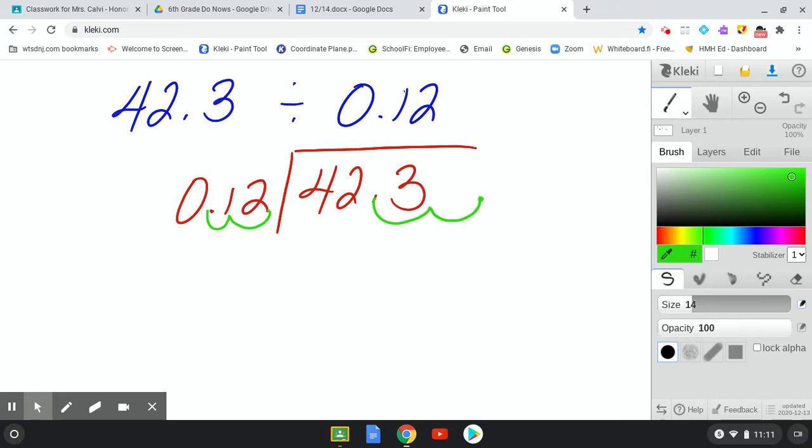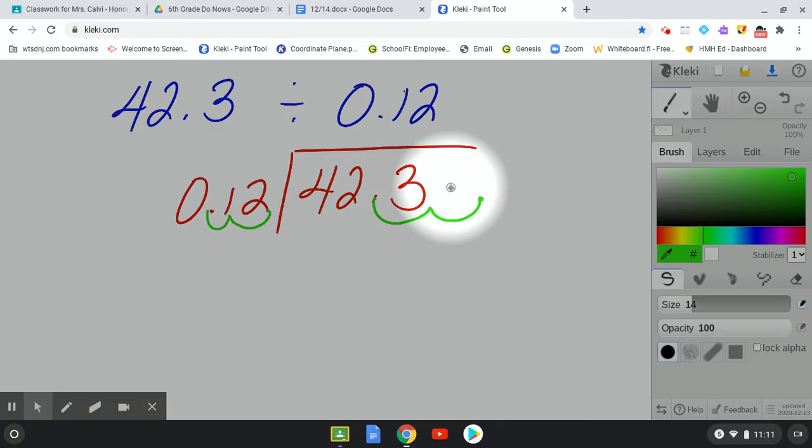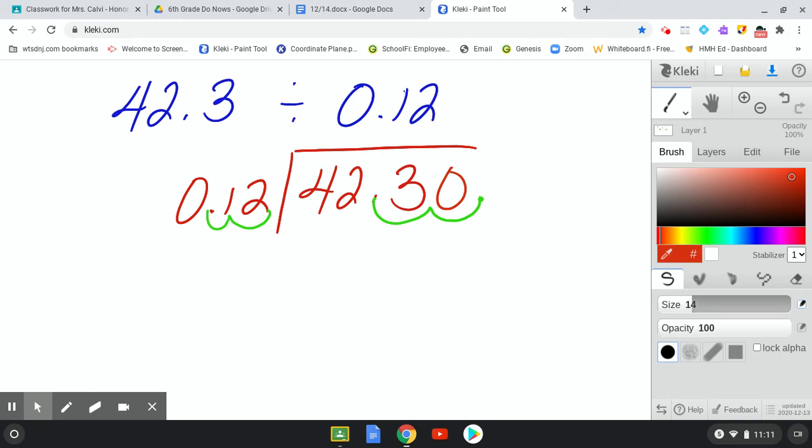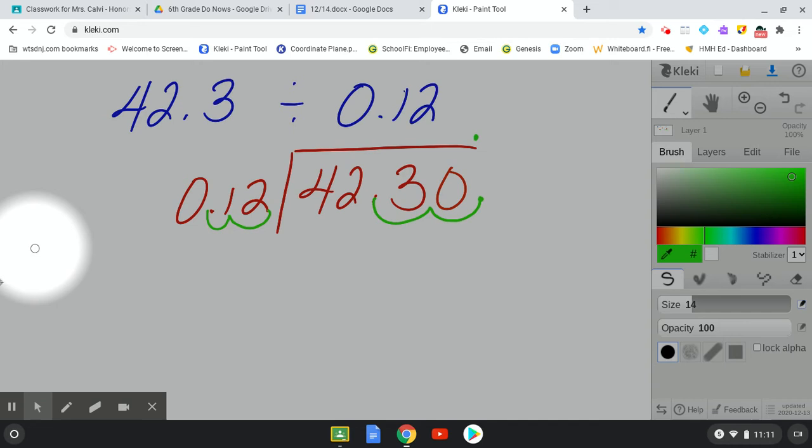So if you noticed, I don't have anything here. I'm going to put a placeholder of 0 there, and I'm going to bring my decimal right up into my quotient so I don't forget about it. So now I'm looking at my divisor as the number 12, and I'm looking at my dividend as 4,230. All right, so let's go ahead and start solving.